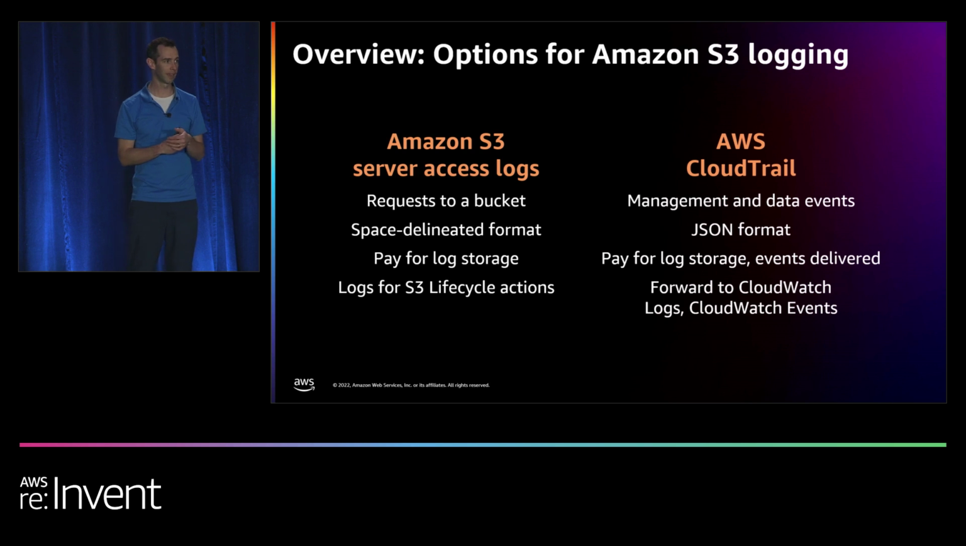On the CloudTrail side, you've got management events, so things like bucket level activities. But you also have data events. So you can turn on data events. It's a JSON format, a bit easier to query. I'll show you an example of that in a second. And then you pay for the log storage and the amount of events delivered.